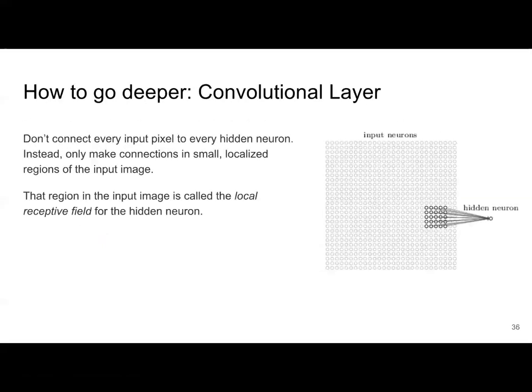So to solve this problem, we introduce the convolutional layer. We don't connect every pixel together. We only connect adjacent pixels in a small localized region. We call this region the local receptive field. We take all these regions' values as the input of the next layer.